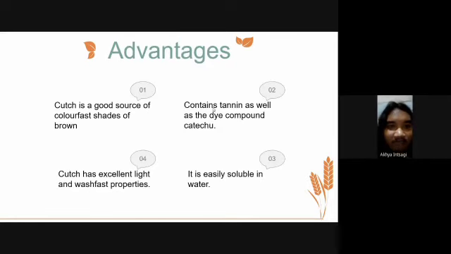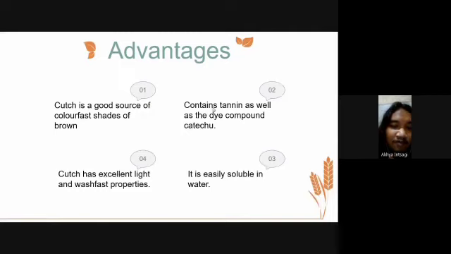So the next is some advantages of Kutch brown natural dye. The first is that Kutch is a good source of color facets of brown and contains tannin as well as the compound. The compound is Acacia catechu. Kutch has excellent light and wash fastness properties, and it is easily soluble in water.